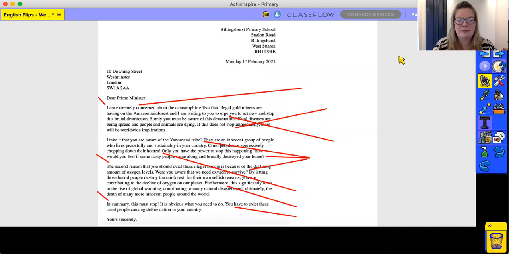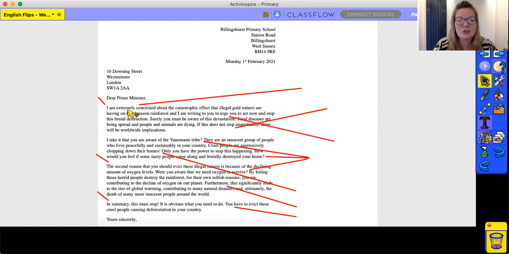Okay, so there are lots of points here that I've picked up. Just a couple that I'm going to point out. I've started with "I am extremely concerned." It's something that you are passionate about. This will automatically make the reader of your letter think this person knows what they're talking about. They're really interested and they're really committed to this.